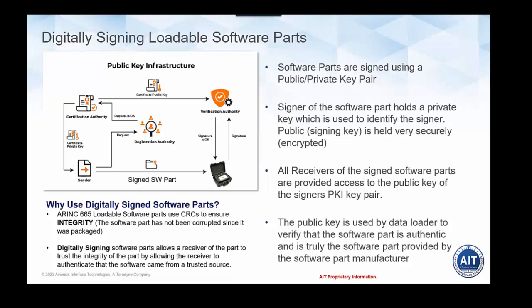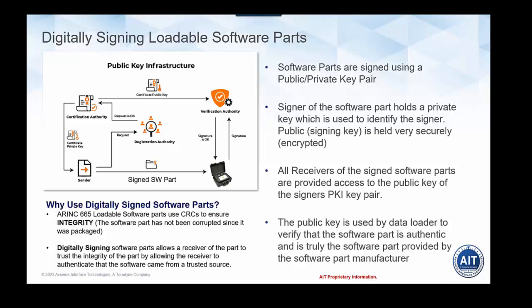And then all receivers of those signed software parts are given access to the public key part of the public-private key pair. That public key is used by the receivers to match up with the sender's private key to ensure that that part came from the sender who you think that it came from. This is a fairly complex topic. What's being provided here is obviously very topical level. This is specifically one of the areas that we will have one of the follow-on webinars to delve much deeper into. But kind of in a nutshell, or to summarize here, why use digitally signed software parts?